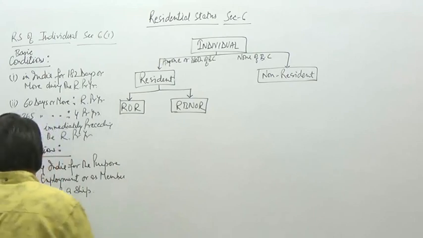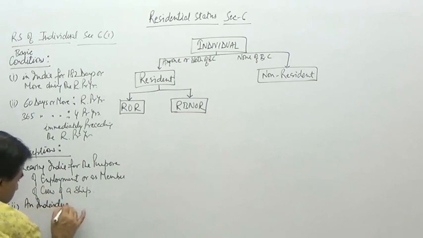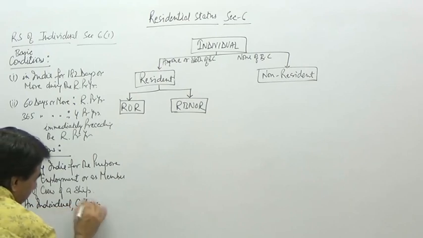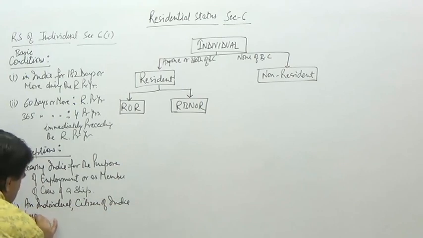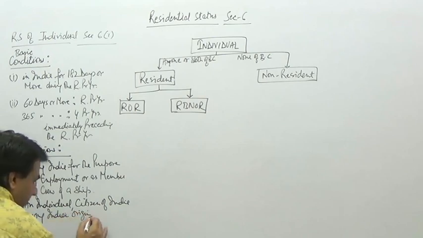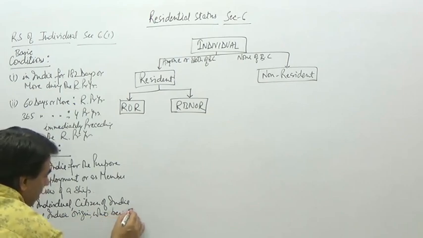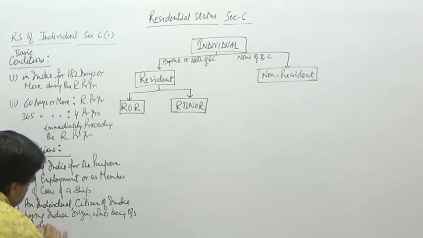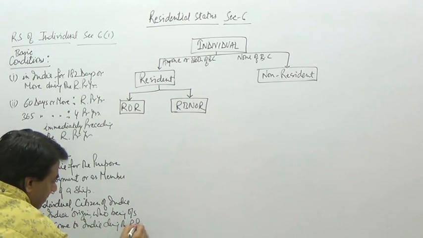So I would write here as exception number 2. An individual, citizen of India, having Indian origin, who being outside India comes to India during the relevant previous year.